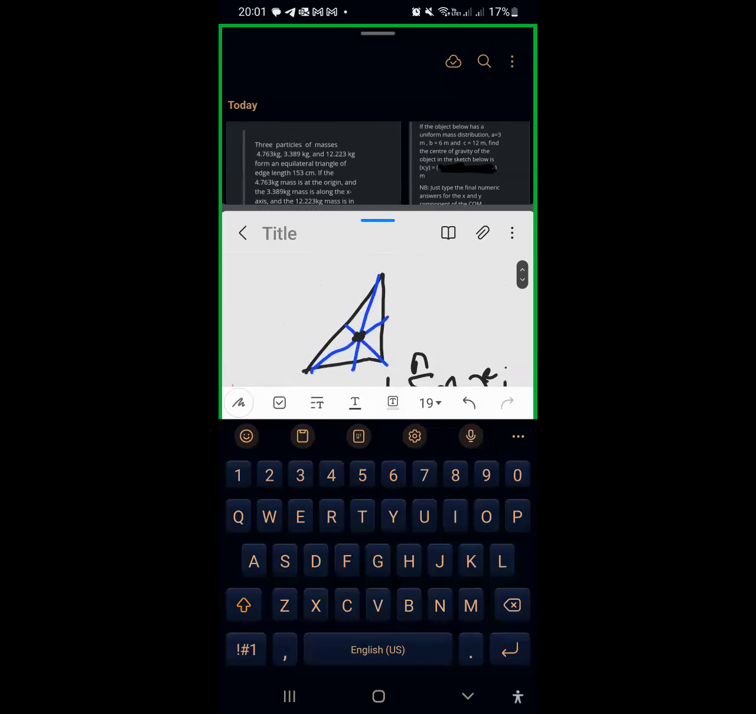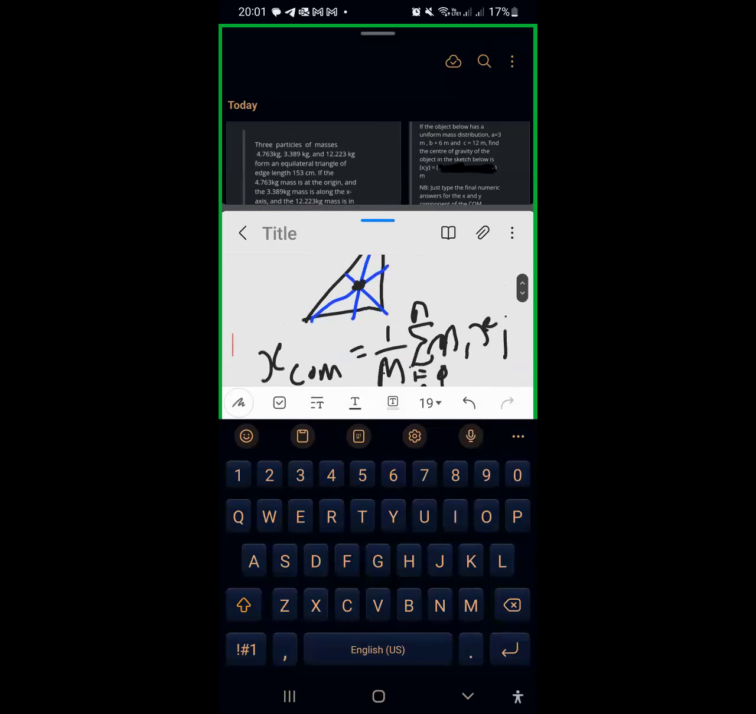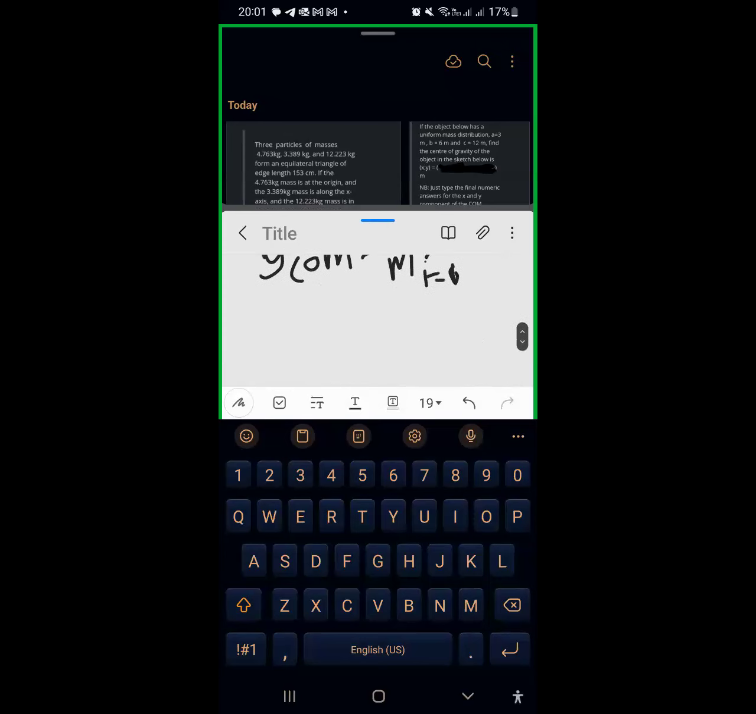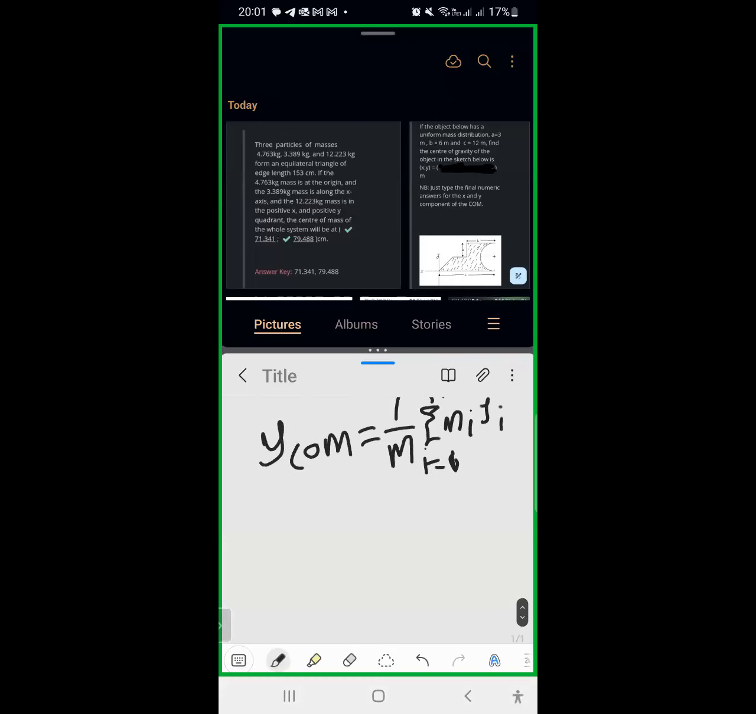And then there's also the area method, whereby now you are not given the masses. So using the area method, the x center of mass is given by 1 over the total area multiplied by the sum of the area of that shape multiplied by its x coordinate of the center of mass.